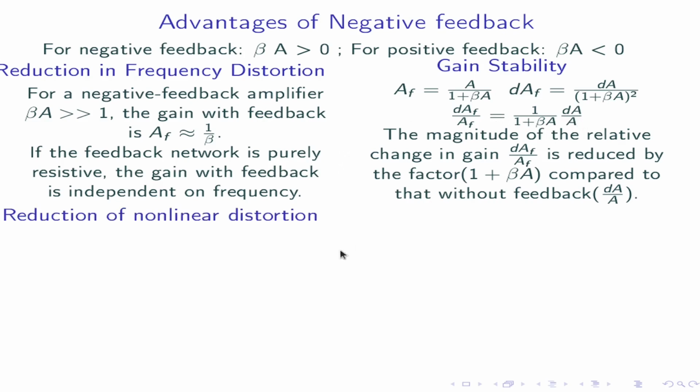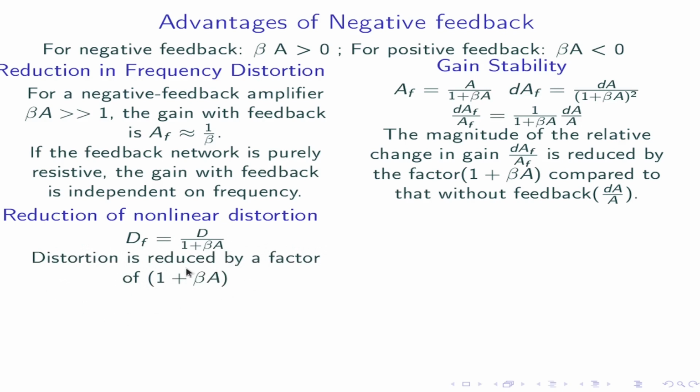Reduction of nonlinear distortion. Nonlinear distortion Df is equal to D by (1 plus beta A). Df is the distortion with feedback. Distortion is reduced by a factor of (1 plus beta A) with negative feedback. These are the two curves. This one is the open loop gain and this is the closed loop gain. This is more or less linear. Thus, there is nonlinear distortion reduction in negative feedback.